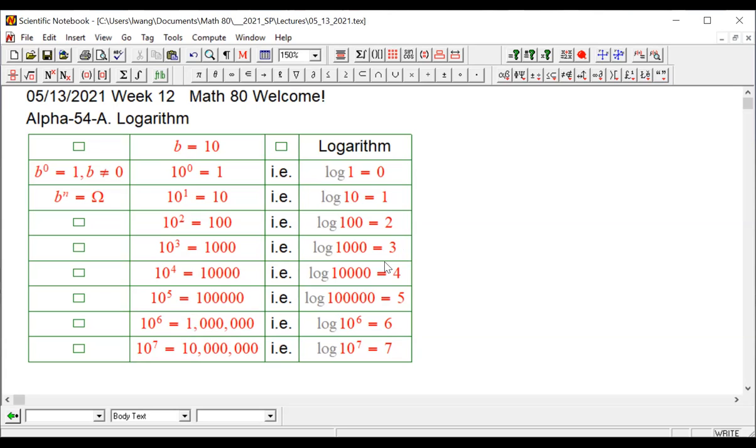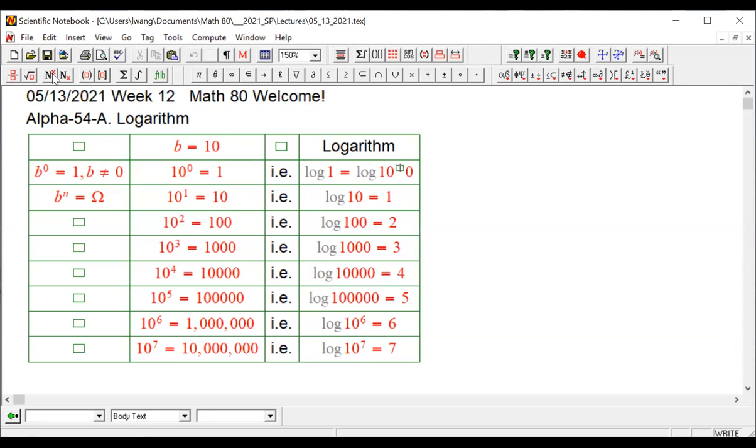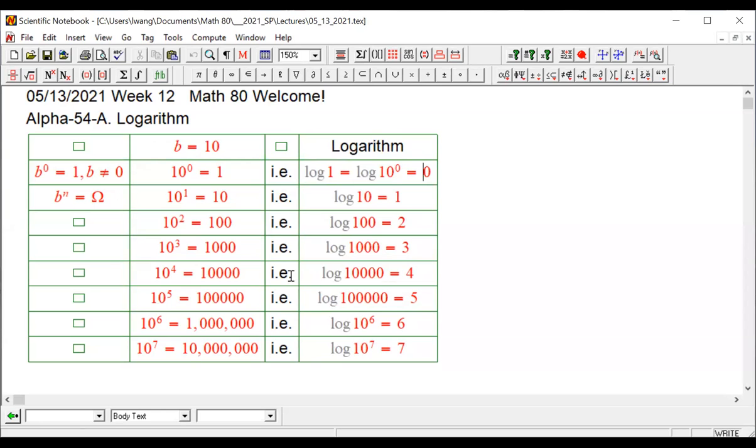Let's look at base 10. Log base 10, we just read it as log, common log. You can say common log. Common log of 1 equals 0. And common log 1 is also equal to common log 10 to the power of 0, which equals 0. Common log 10, right? 10 is 10 to the power of 1. So common log 10 equals 1.